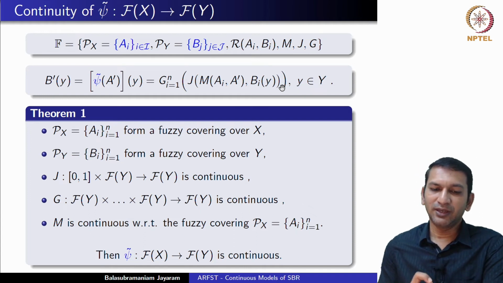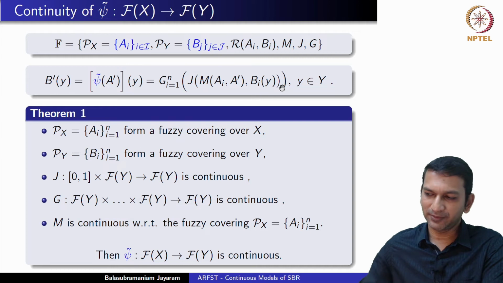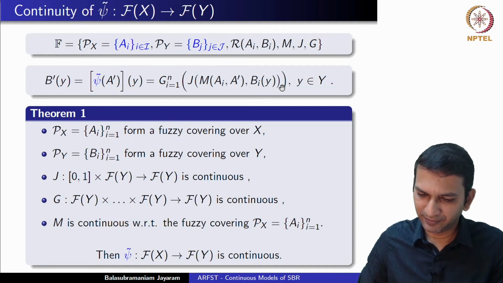Note that this result is stronger. It claims psi tilde to be continuous, not just a continuous model of the given rule base. So we'll take a look at the proof of this result. As was mentioned, it's a stronger result. We need to prove psi tilde is in fact continuous as a function from f of x to f of y.